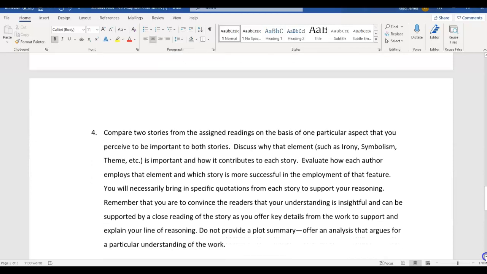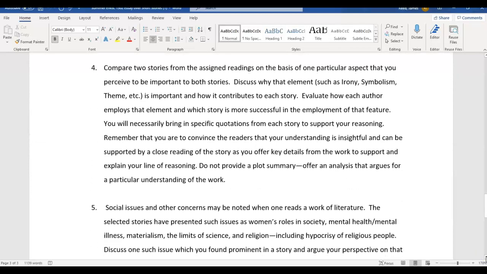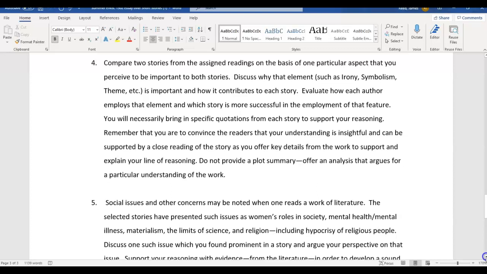And then I gave you the last two as a chance. I allowed you to look at two stories if you want to compare them. If you want to talk about the use of setting in two stories, that's fine. If you want to talk about the use of symbolism and how authors use symbols, that's fine. Maybe you want to look at similar themes in stories and how one author develops a theme, how another one does. And then eventually you're going to make a decision as to which story is more successful in the use of whatever it is that you're focusing upon.